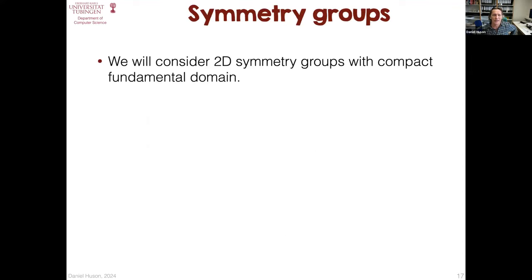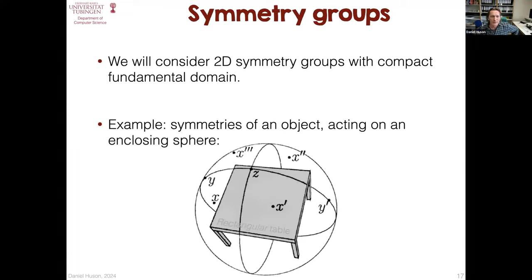Yeah, so geometry. We'll be talking about symmetry groups, and then these orbifolds arise as the quotients via symmetry groups. So let's start off with objects of the real world, like a rectangular table. Imagine a perfectly rectangular table and enclose it in a sphere, and then look at the symmetries of the sphere that map the table onto itself, that preserve the table.